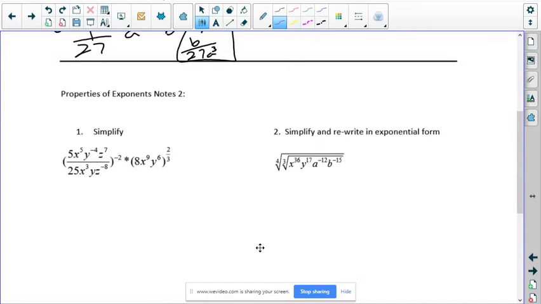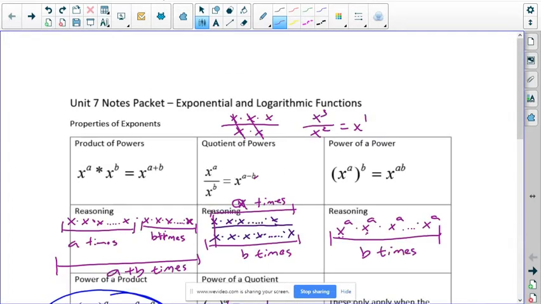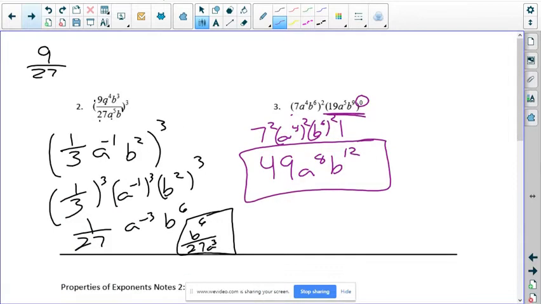This is the notes for properties of exponents, day 2. We've gone through our rules for exponential simplifying already, looking at all of these exponent rules from before. We're going to apply them further in this video.